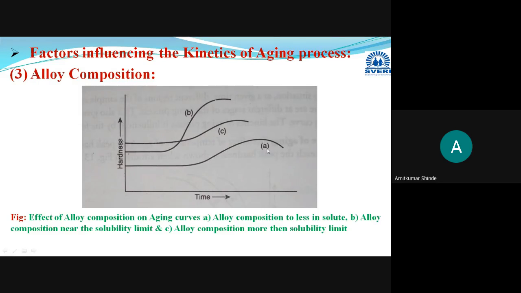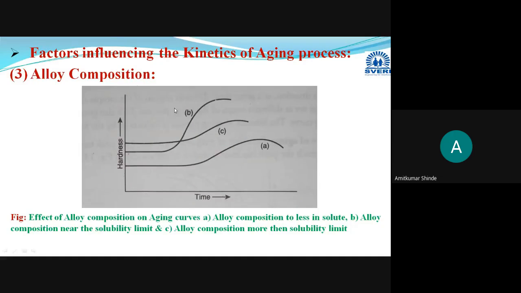And here you can clearly see the result. This is the first curve: whenever the percentage of the alloying element is very much less than its solubility limit, it will show you lesser hardness and it will take more time for aging. Then the second curve, where I have taken the alloying element percentage very near to the solubility limit.